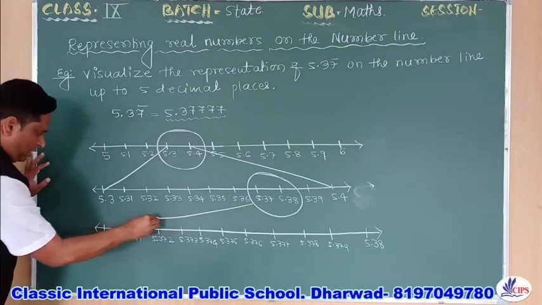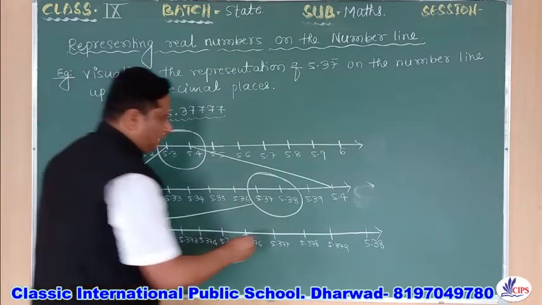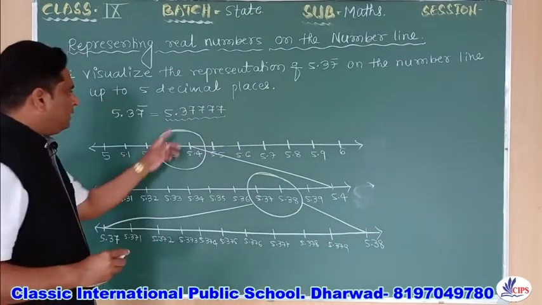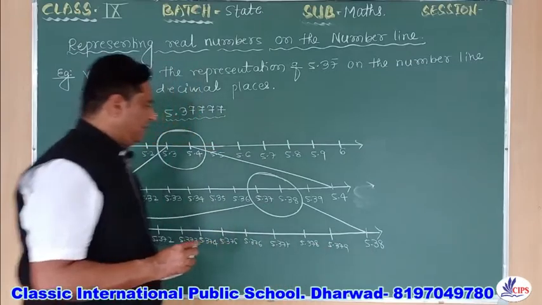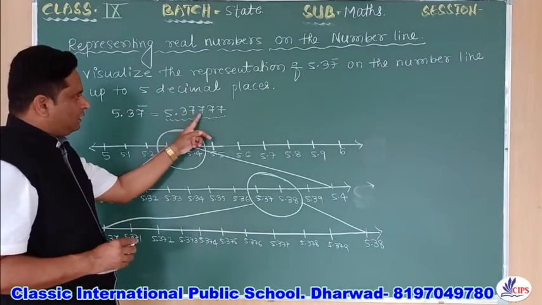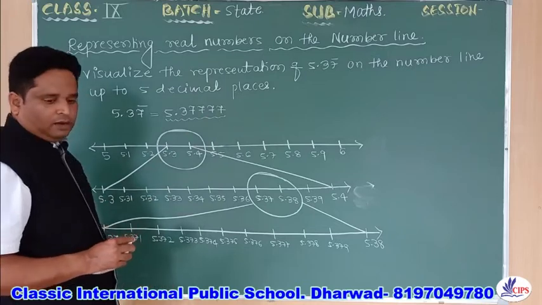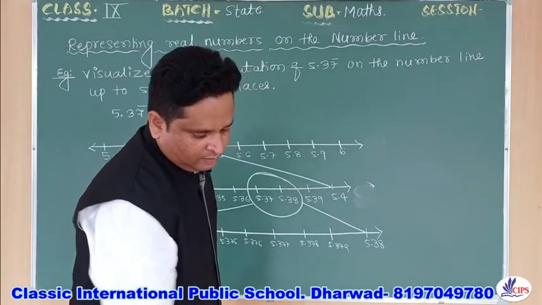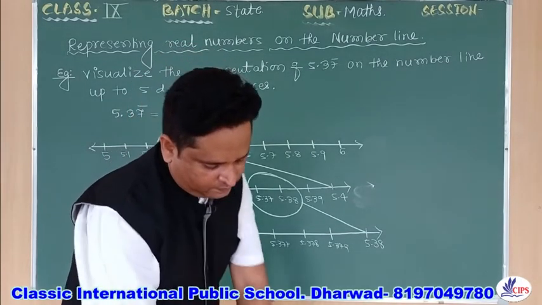This 5.377 I have brought down here, and 5.38 I wrote here. It is the number between 5.37 and 5.38. Now we have 5.3777 here, up to 5 decimal places. It is up to 5 decimal places, right?